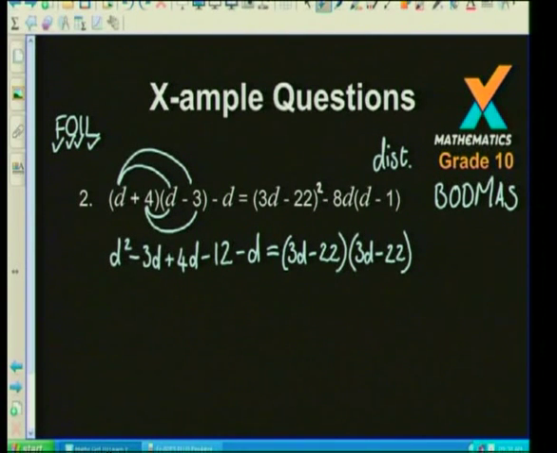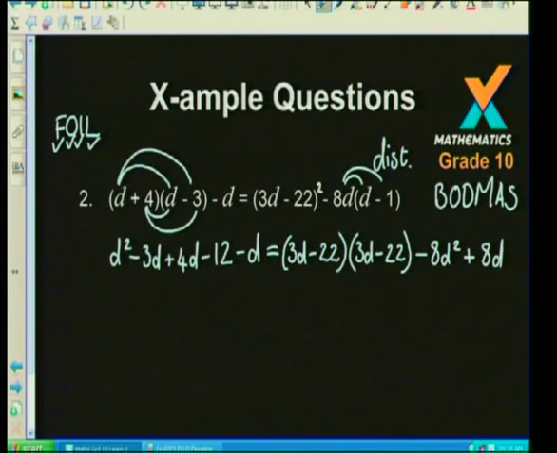So all I've done is rewrite the brackets twice, and now I've got minus 8d times d, because the distributive law says whatever's on the outside of the bracket you must multiply in, gives us minus 8d squared, and minus 8d times minus 1 gives us plus 8d.